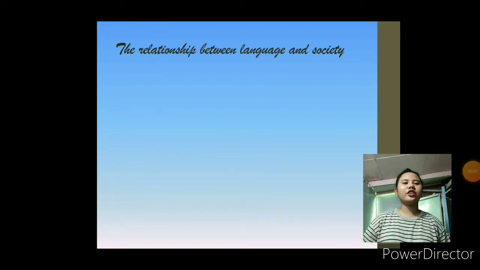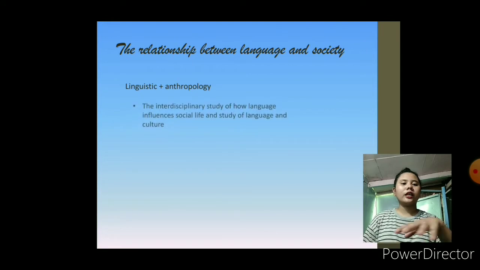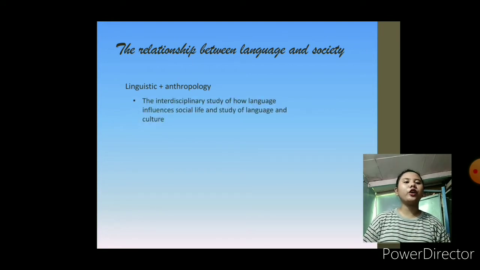The relationship between language and society. The first one is linguistic anthropology. It is the interdisciplinary study of how language influences social life, and the study of language and culture. Linguistic anthropology is important because it explores how language shapes communication. It is important to know the cultural background of the people you interact with, their cultural beliefs and ideologies.